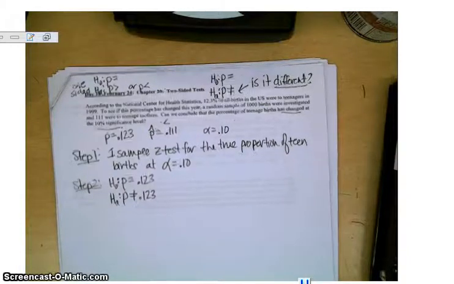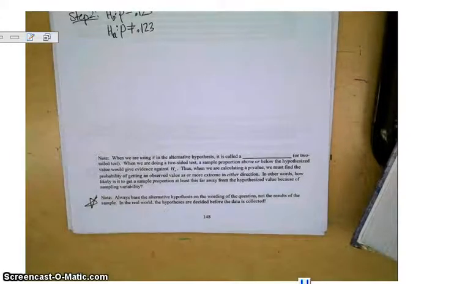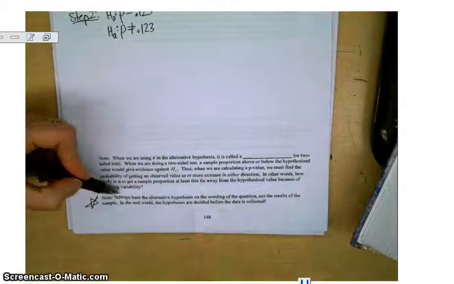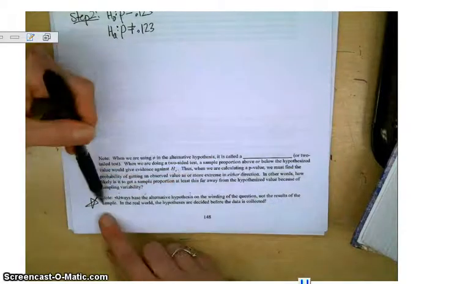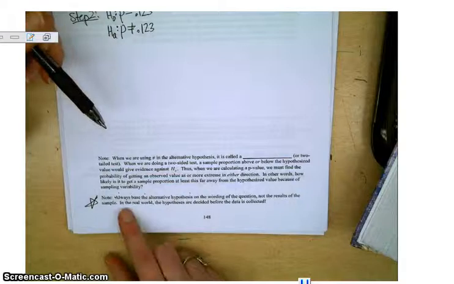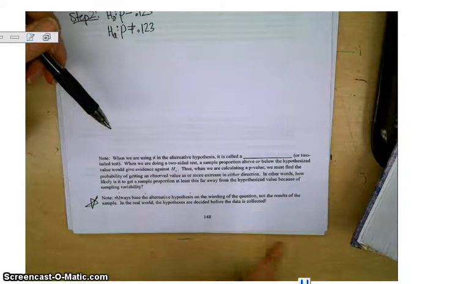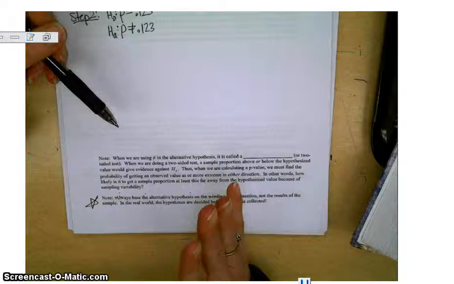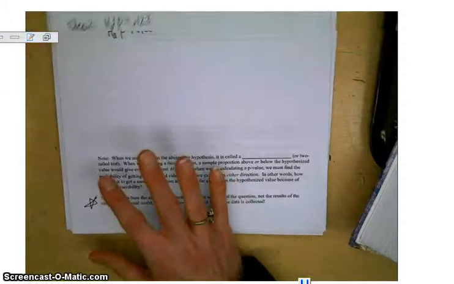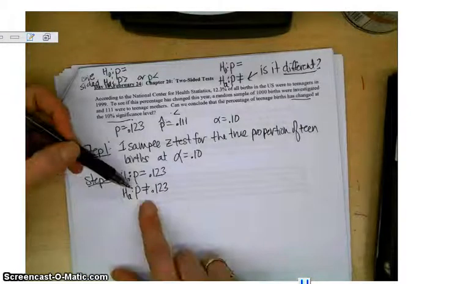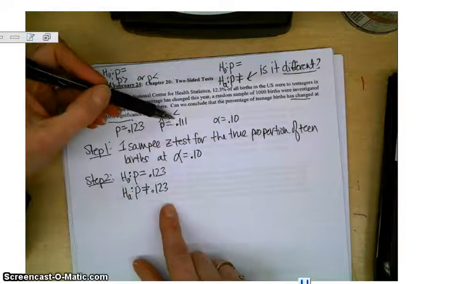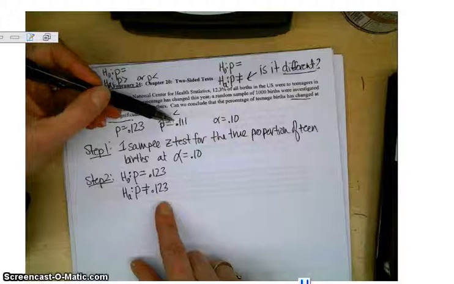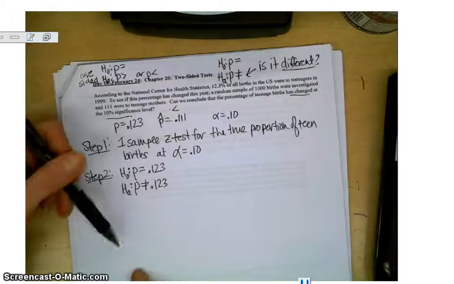Now, there's a little note at the bottom of this. It says, always base the alternative hypothesis on the wording of the question, not the results of the sample. Because in reality, if you were doing a hypothesis test, you've already decided your hypotheses before you collect the sample. Okay, so the question says, has it changed? That's why our alternative is not equal to, even though our sample is evidence that it's less than. That actually tells us which one we choose in the probability question.